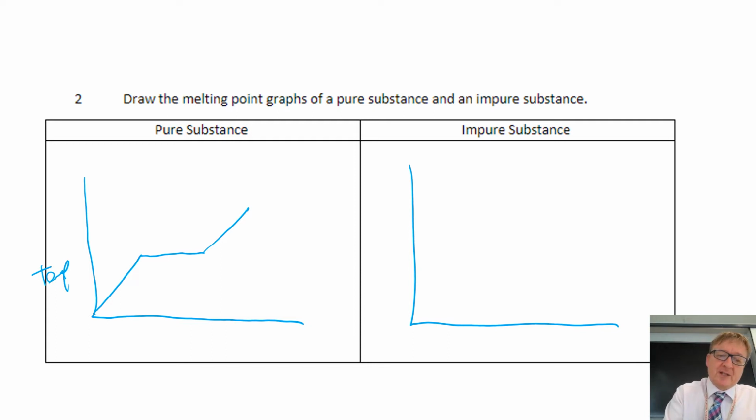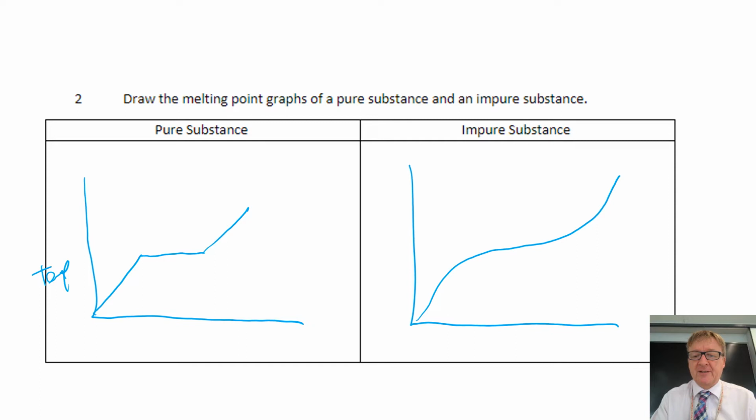So what happens is as it heats up, it's a straight line, then it goes straight across, and then it goes up. An impure substance goes like that. Well, it's a curve, and it's much more gradual because there's other things in it that make the melting point not exact and precise.